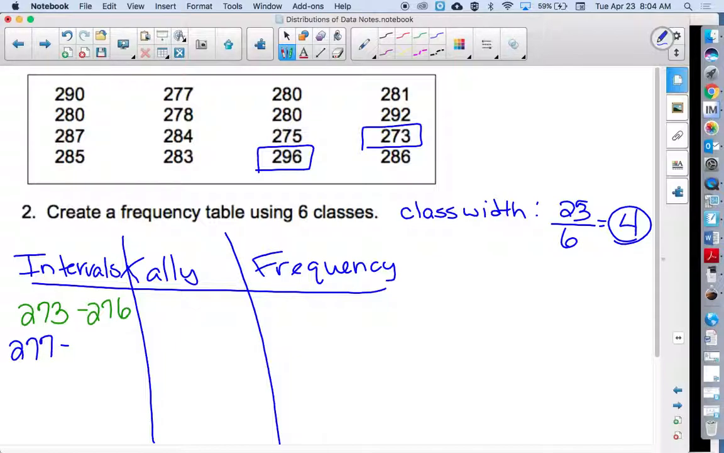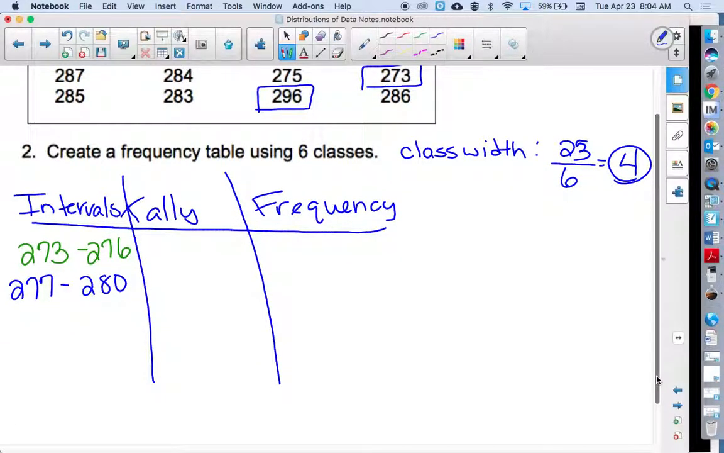Counting 277, what does that class go up to? Julia? 280. Right, it goes up to 280. So there are really 4 numbers in that class width. That's what the class width is telling you. 4 numbers are in there. So then I would start at 281, go to 284, 285, up to 288.